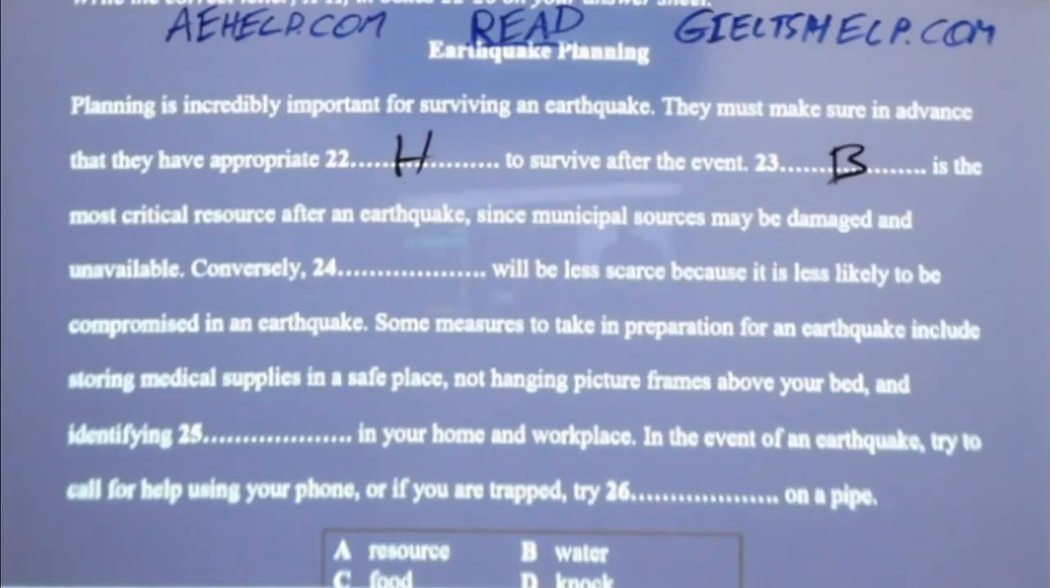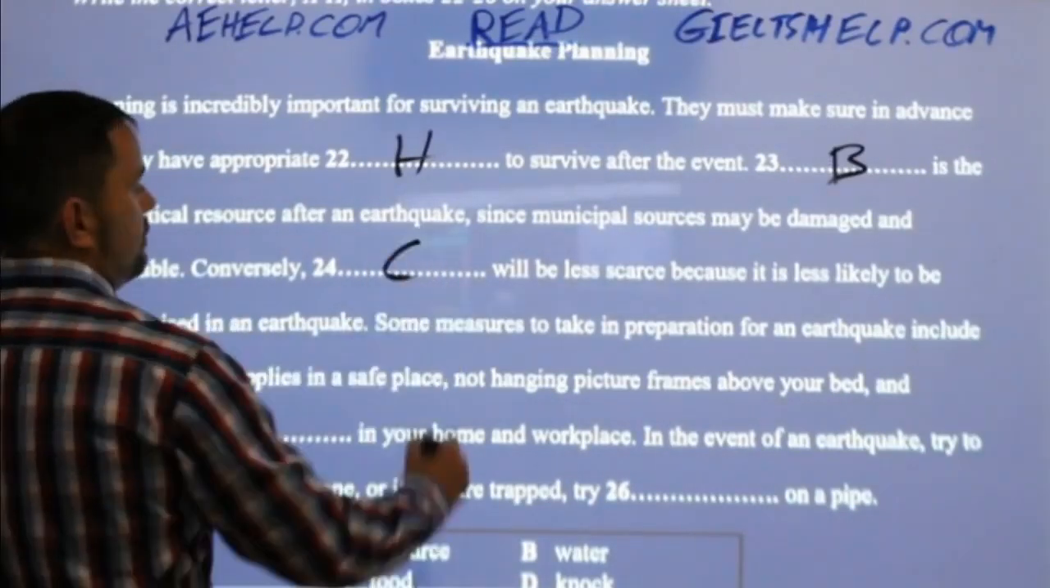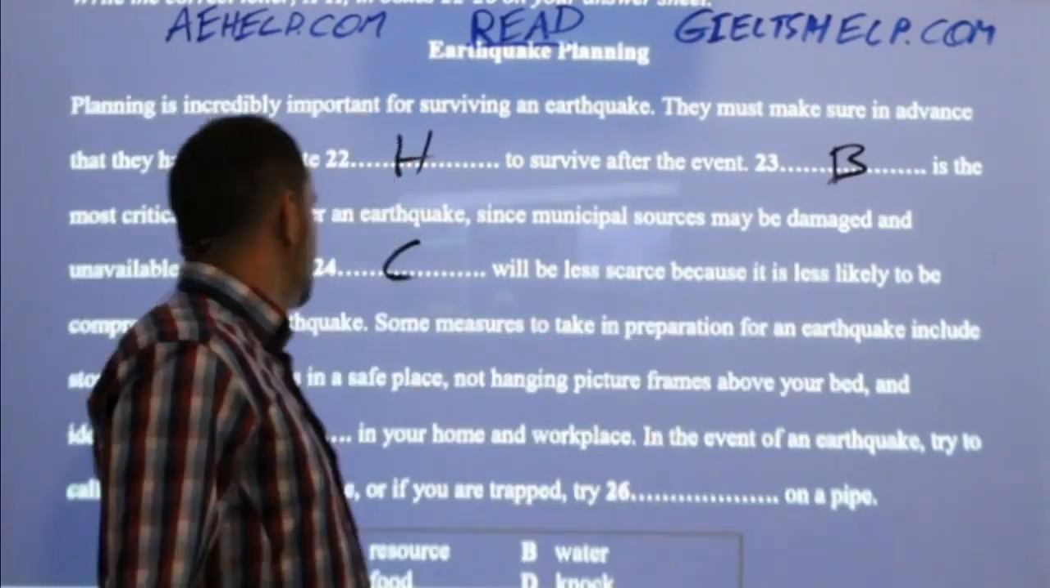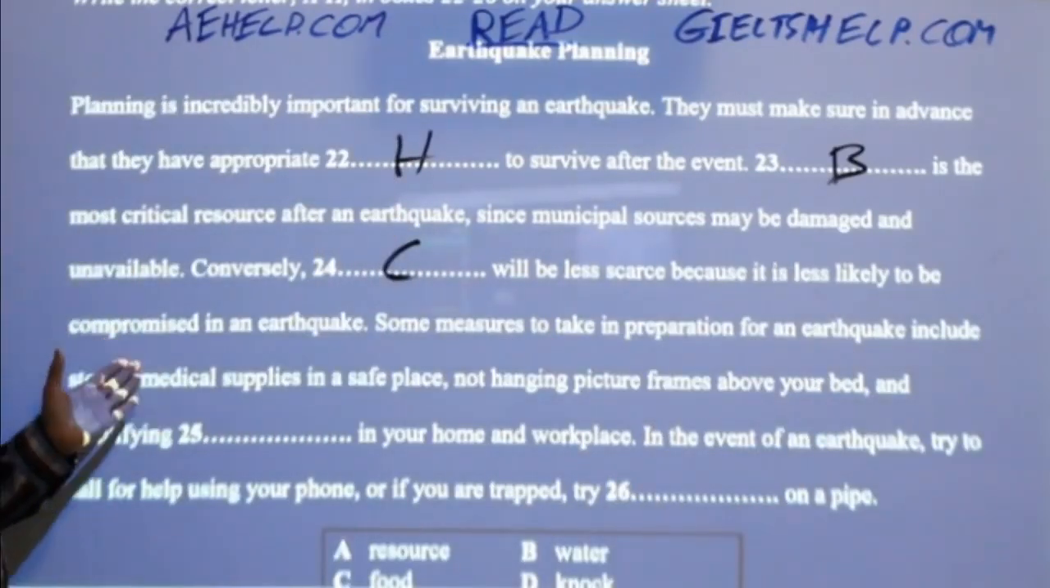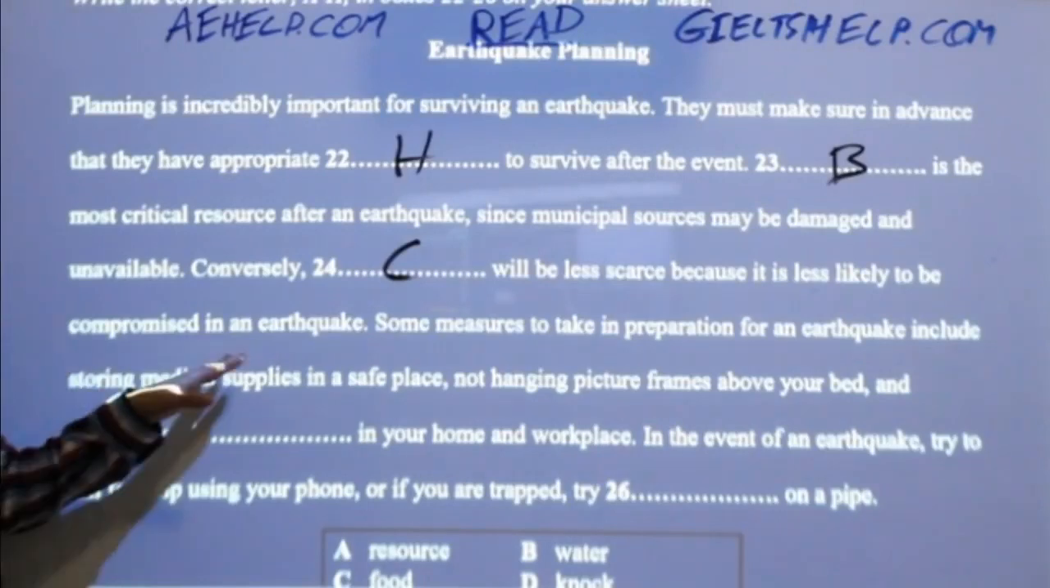Okay, good job, Dev. Good job, Amarjeet. Yeah, food. We have lots of food. So C. So food will be less scarce because it is less likely to be compromised. Compromised, obviously, now you realize means damaged in an earthquake.